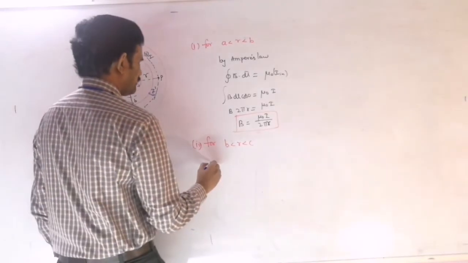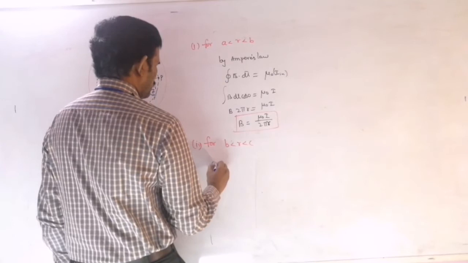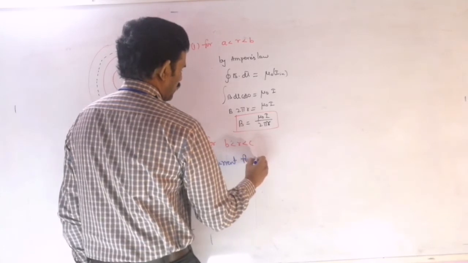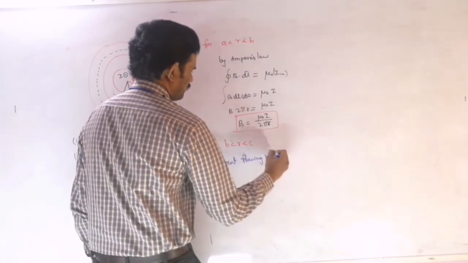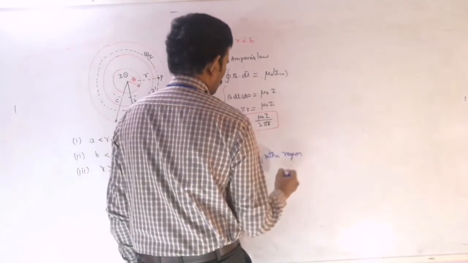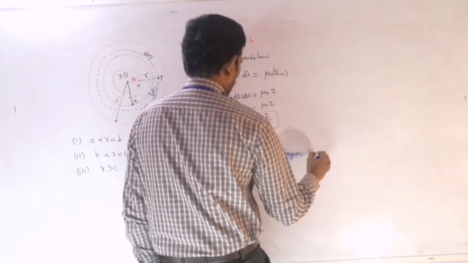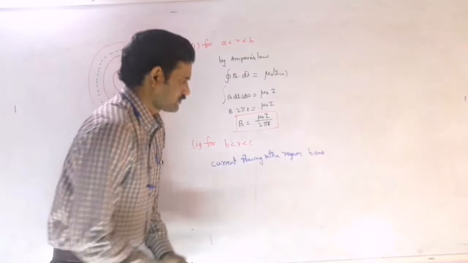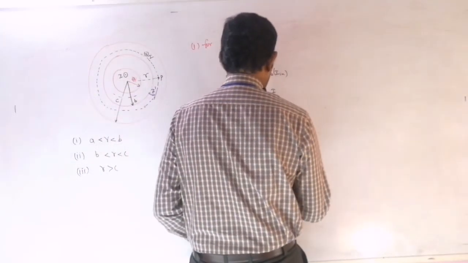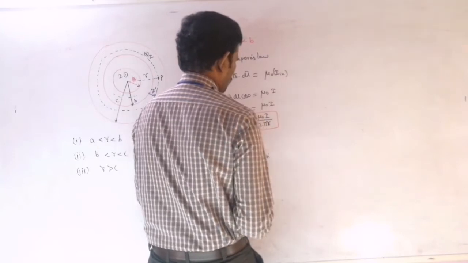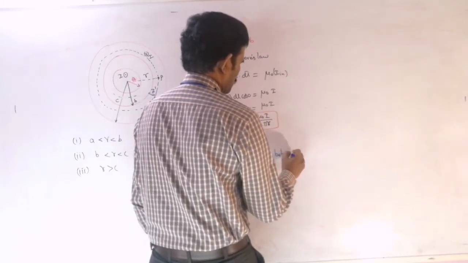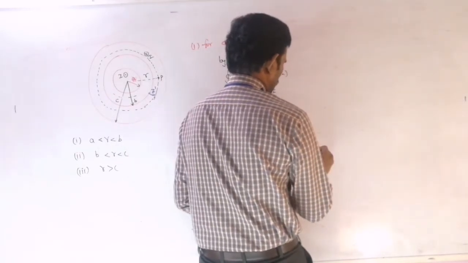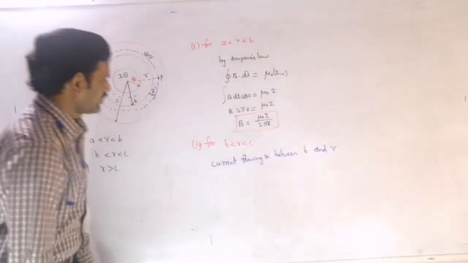So to find the current flowing in the region between b and r, for this case, that means this region.